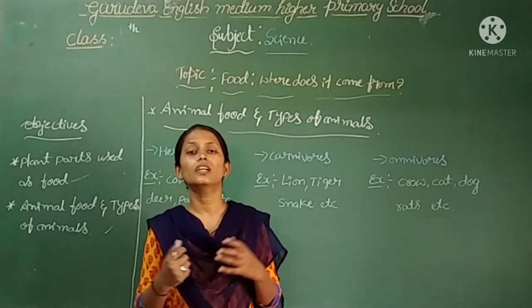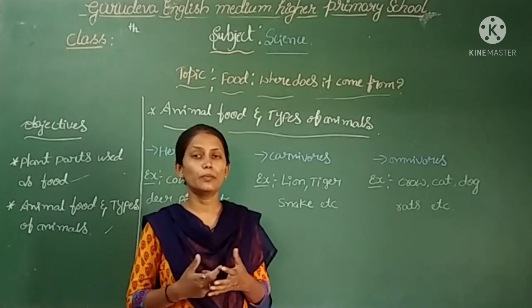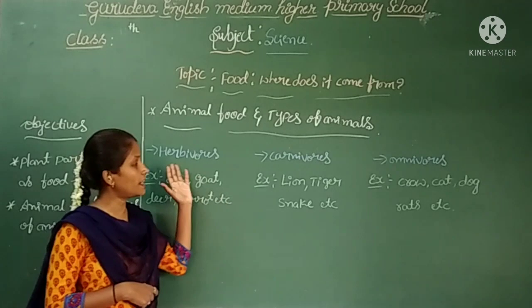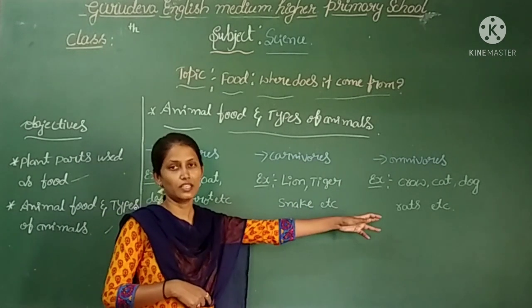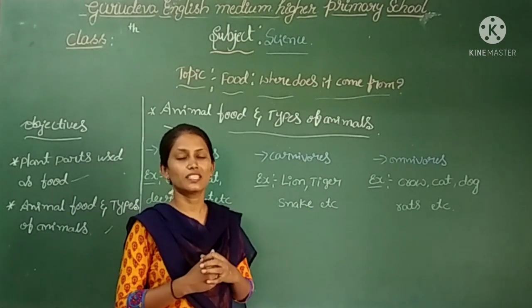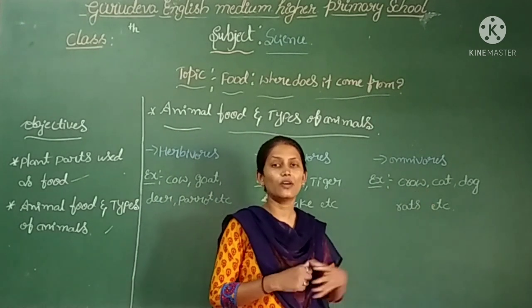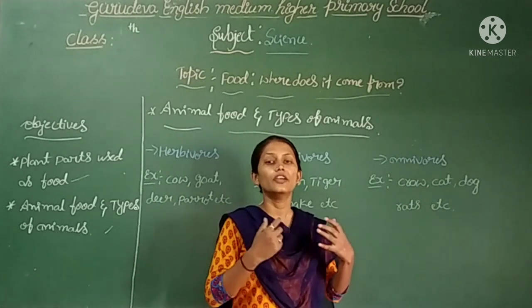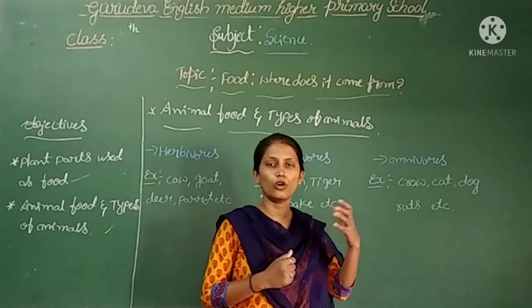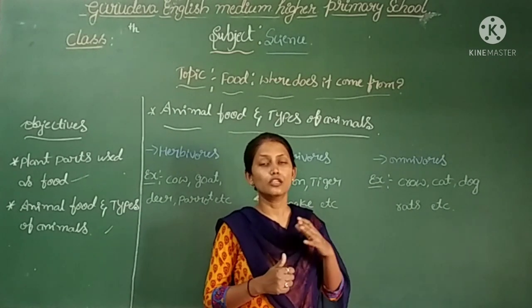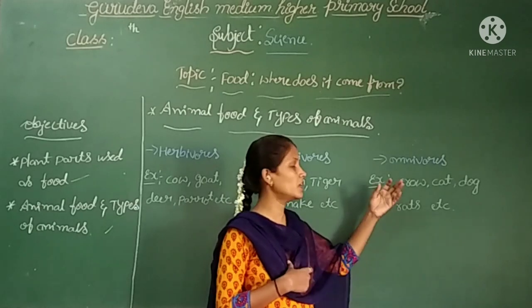Then, dear children, human beings. Human beings belong to which type of animals? Human beings belong to the omnivores. Why do we consider them omnivores? Because human beings eat both plants and animals. So we also belong to the omnivores.